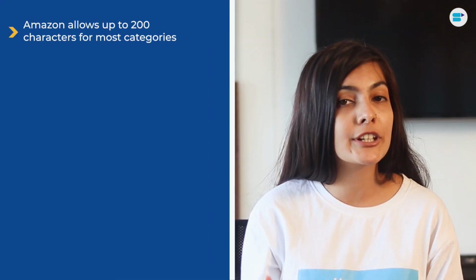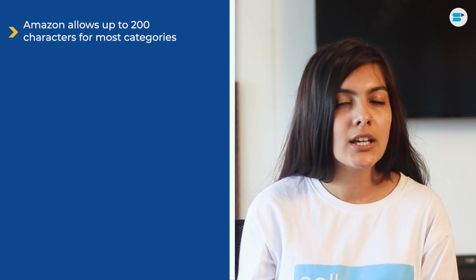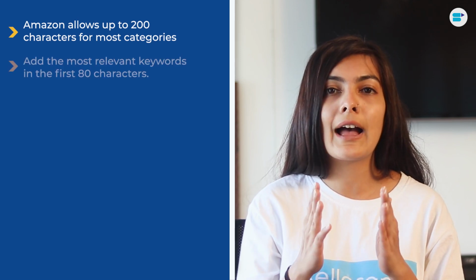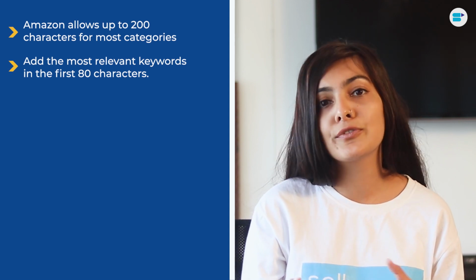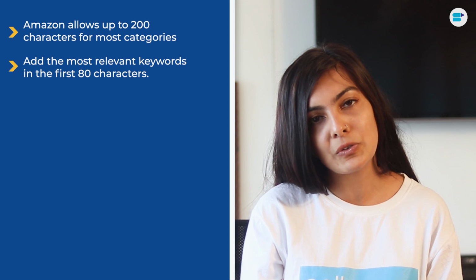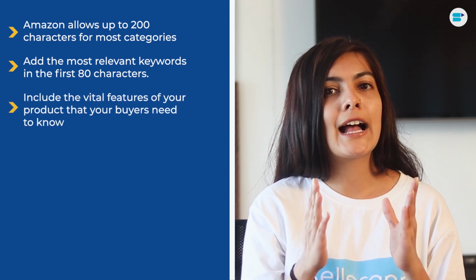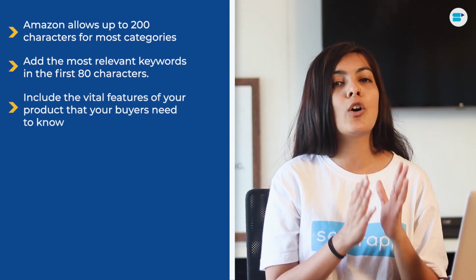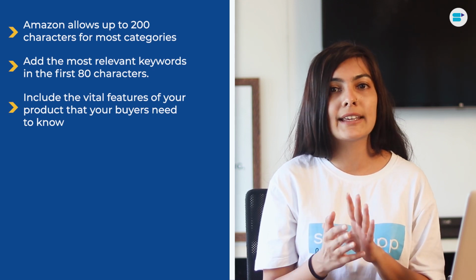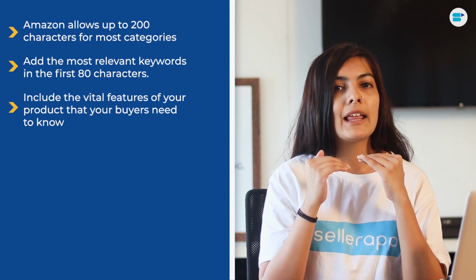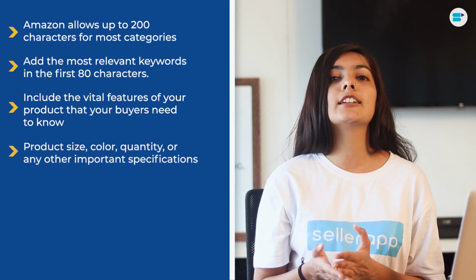Amazon allows up to 200 characters depending on the category. But we suggest you have the most important keywords within the first 80 characters because the rest of it will be clipped out on mobile phones. Make sure that you have all the vital information of your product that buyers will definitely need to look at before clicking on your listing, like product size, quantity, color, etc.